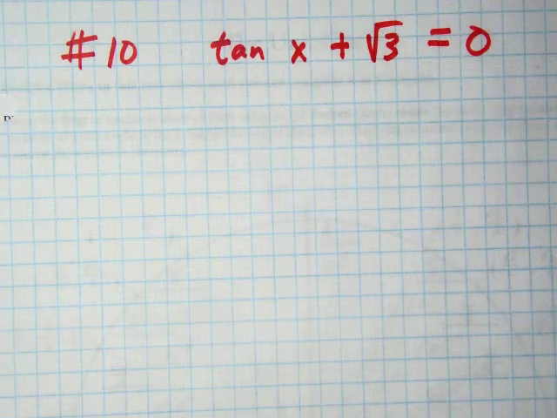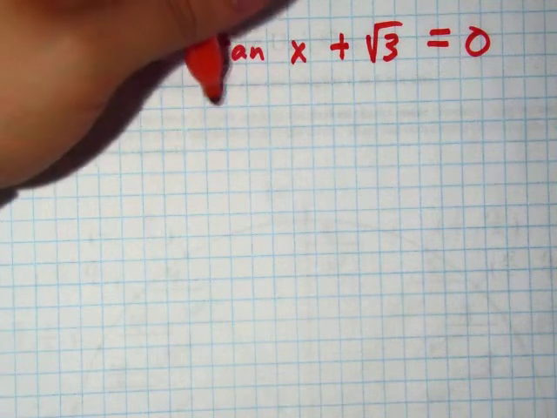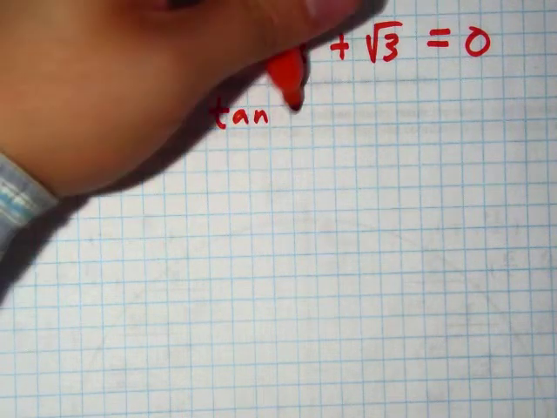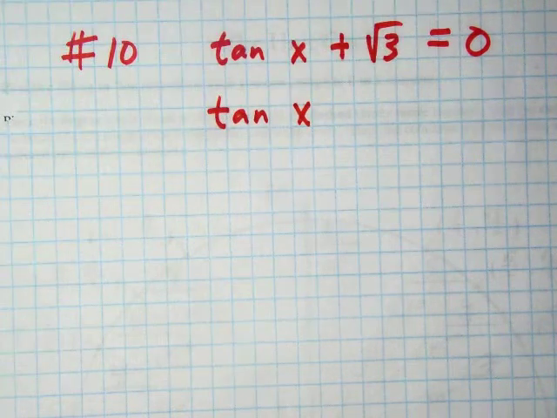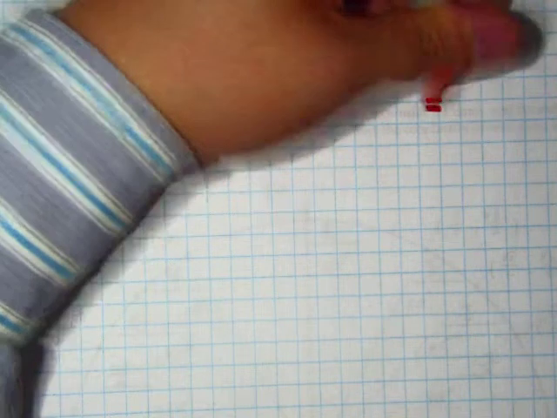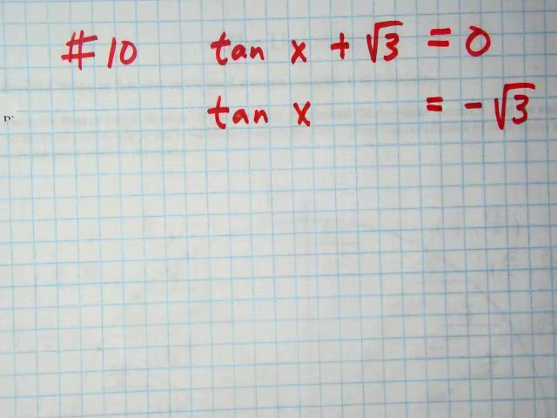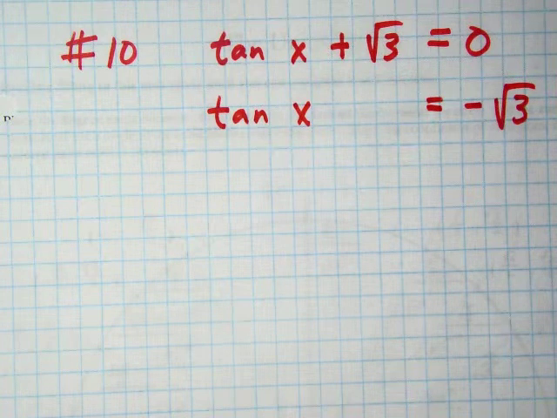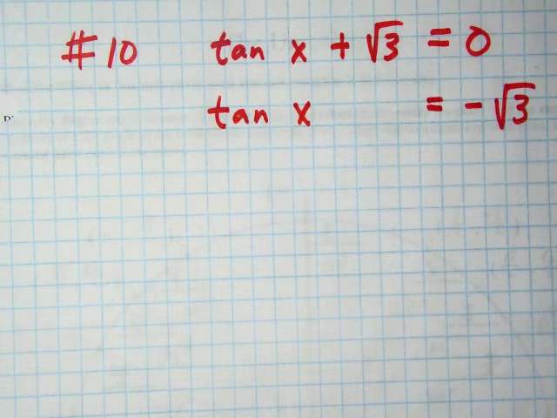So we have an equation like this: tangent of x plus the square root of 3 equals 0. Now we're going to solve for tangent of x. I'm going to subtract square root of 3 from both sides, so tangent of x will equal negative square root of 3. That is actually all you have to do. You're just trying to solve the trigonometric equation. So right here we have tangent of x equals negative square root of 3.